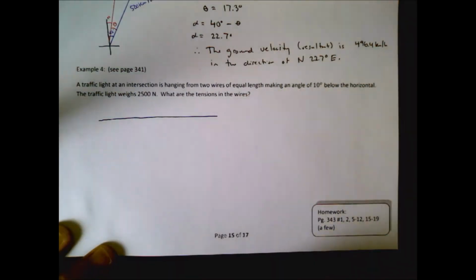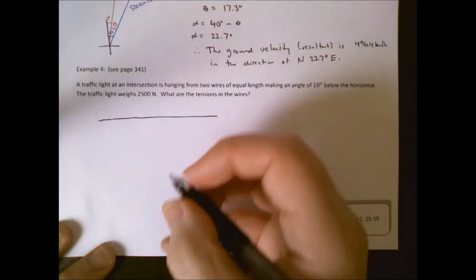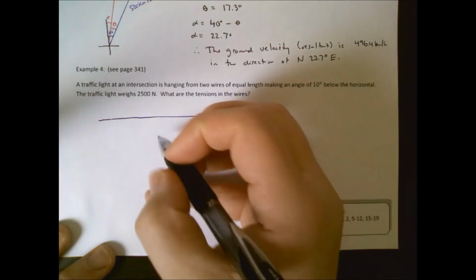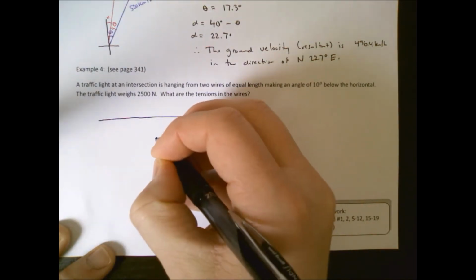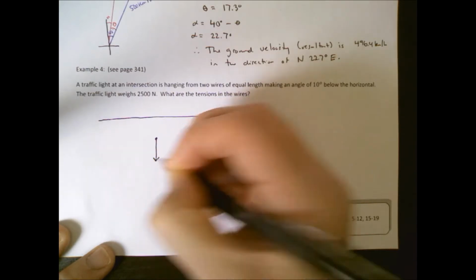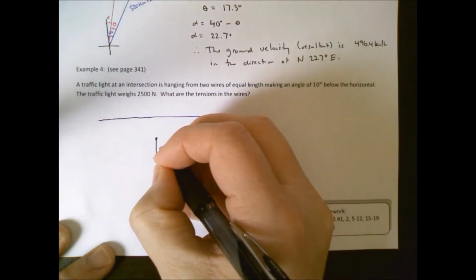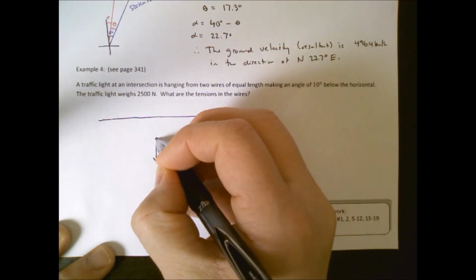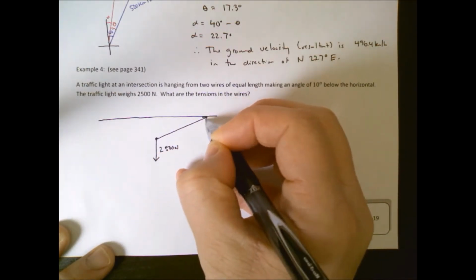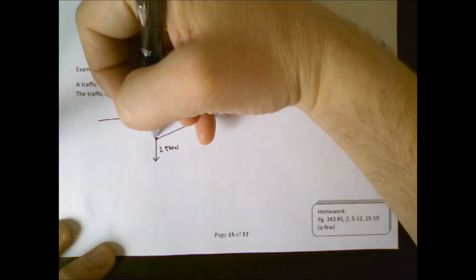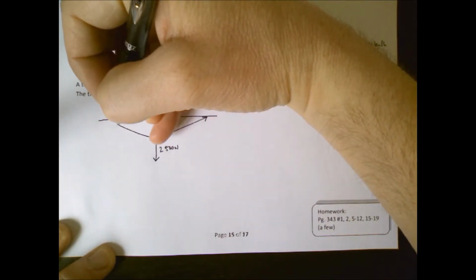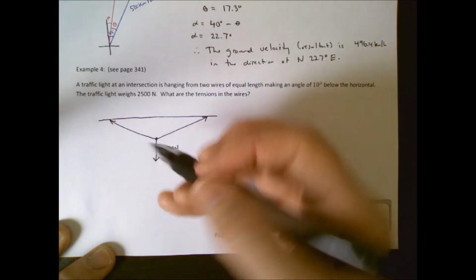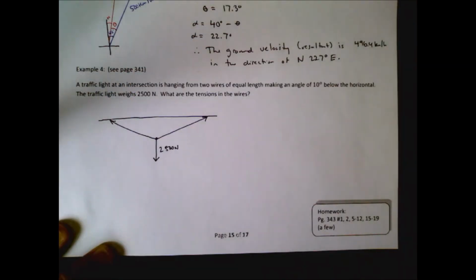Pretty terrible horizontal, Mr. Wills, sorry. And then I've got two equal length wires. Let's say there's my traffic light that's hanging here. So I've got something hanging down, 2,500 newtons, and then I've got two vectors of equal length pulling it up. How do I know it's going this way, Mr. Wills? Because if it was going down, the traffic light would just come crashing down because there's nothing holding it up.